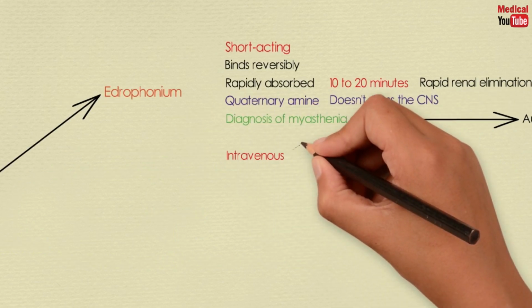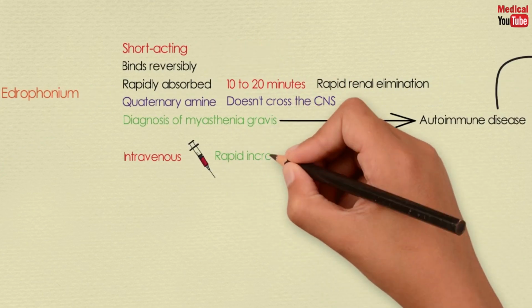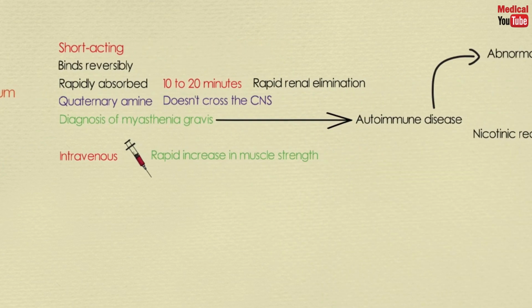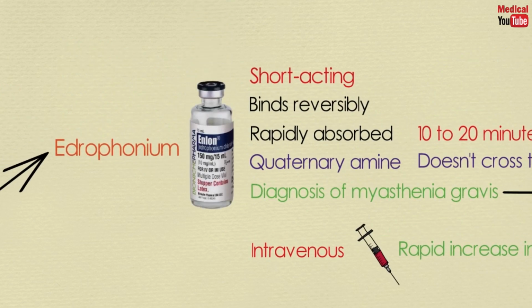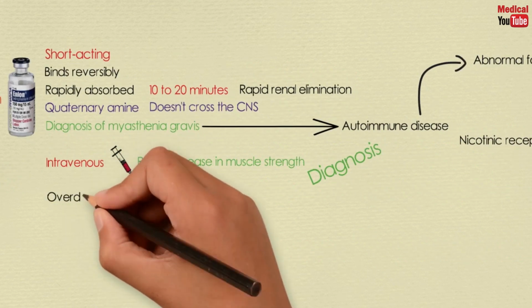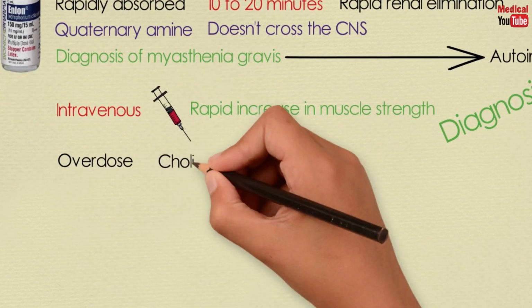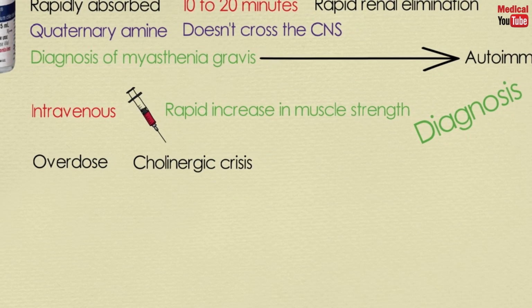Intravenous injection of edrophonium leads to a rapid increase in muscle strength. As we said, it is used in the diagnosis, not as a treatment, because of its short duration of action. It is available with the brand name Enlon. Overdose may provoke a cholinergic crisis. In this case, atropine, which is a cholinergic antagonist, is used as an antidote.